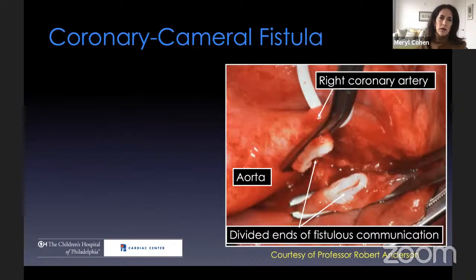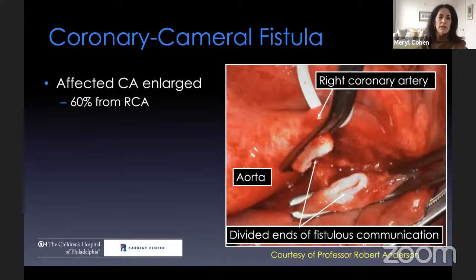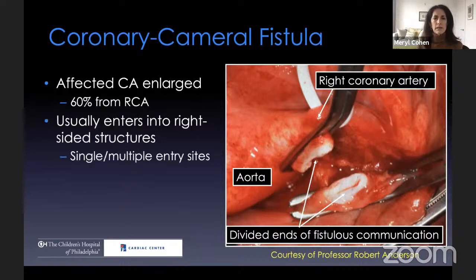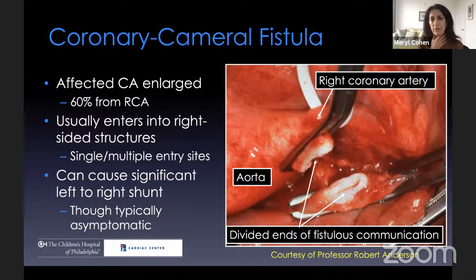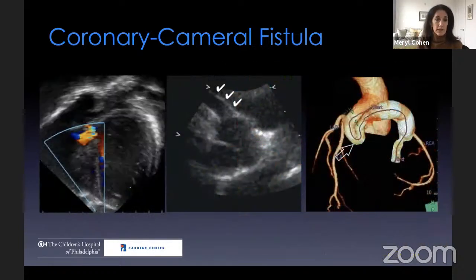Briefly, we'll touch on coronary cameral fistulae. Here's just a nice path specimen from Professor Anderson. The affected coronary artery is typically quite enlarged, so it's usually quite easy for us to detect. 60% of these fistulae are from the right coronary artery, and it usually enters a right-sided structure, right atrium, right ventricle, or the pulmonary artery, though it can enter left-sided structures, and it can have single or multiple entry sites. If they're large, they can cause a significant left-to-right shunt, though typically they're asymptomatic and present with a continuous murmur if they're of significant size.